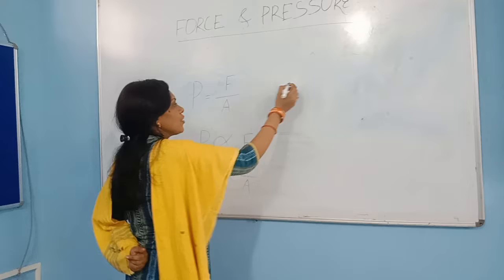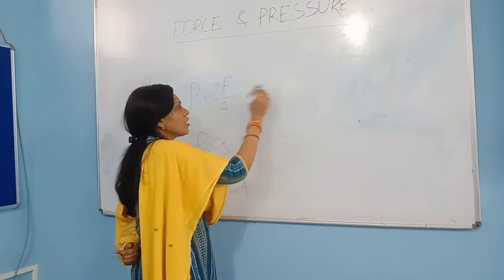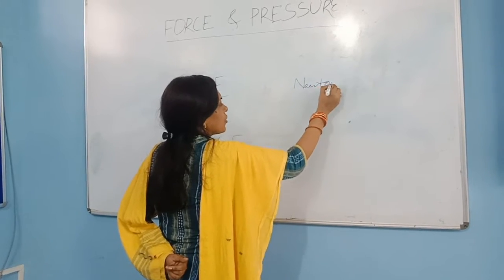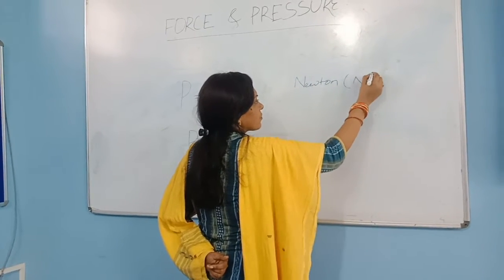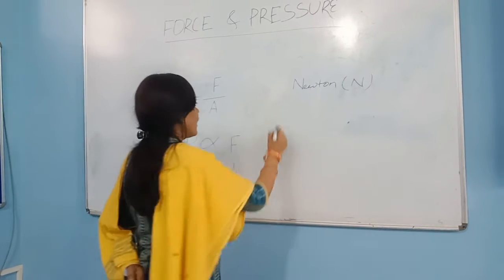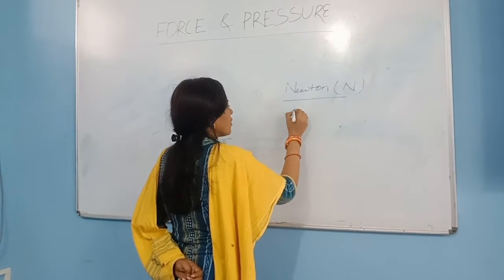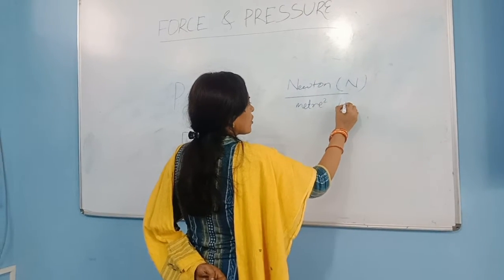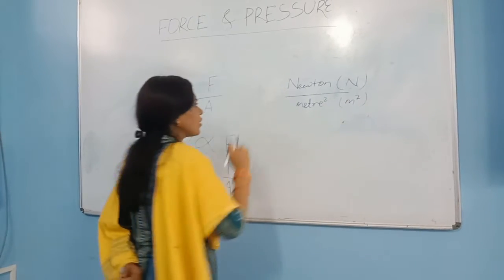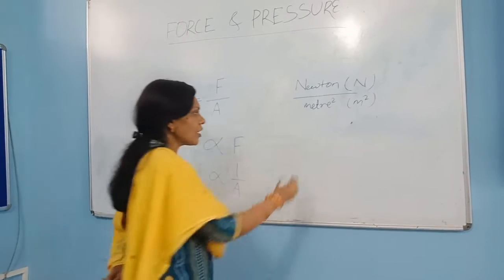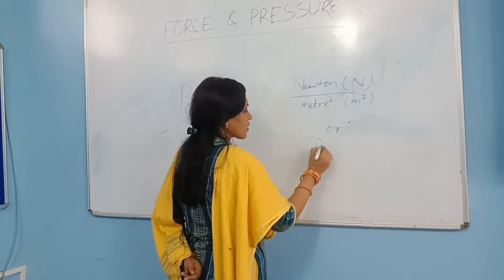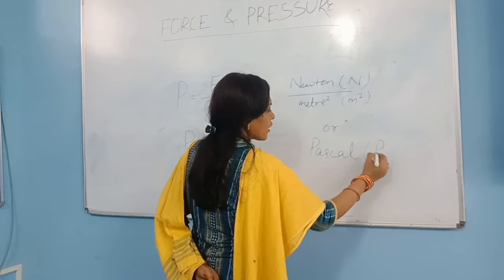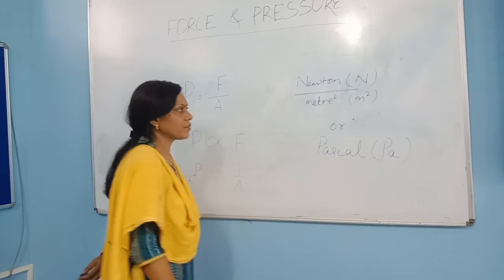And here another thing, what is the unit of pressure? The unit of force is the Newton. It is denoted as capital N. And the unit of area is the meter square, also written as m squared. So the unit of pressure is Newton per meter square, or its SI unit is the Pascal, and it is denoted as capital P and small a. Pa is the Pascal.